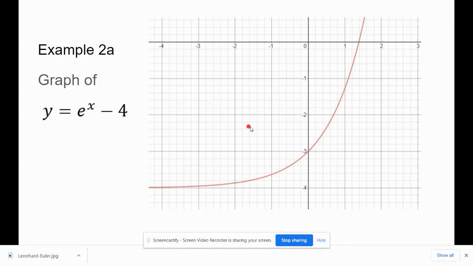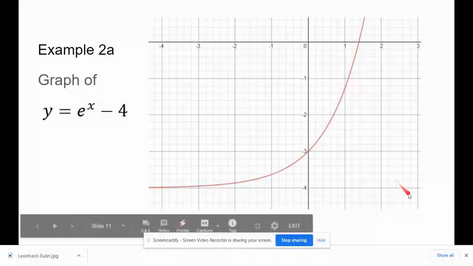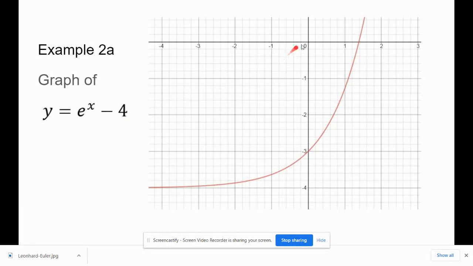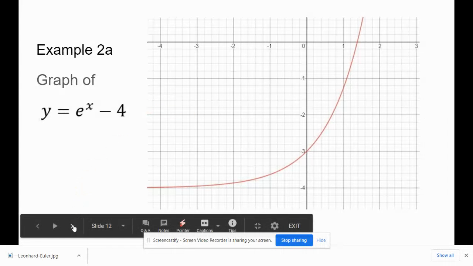Yep, notice that my horizontal asymptote is no longer the x-axis. It's now been shifted down to where y equals -4, because after we find the value of e to the x, we subtract 4 from it. So instead of going through the point (0, 1), which the graph of y equals e to the x did, it's now shifted down 4 units, and it goes through (0, -3). Okay, so let's go on to the next one.